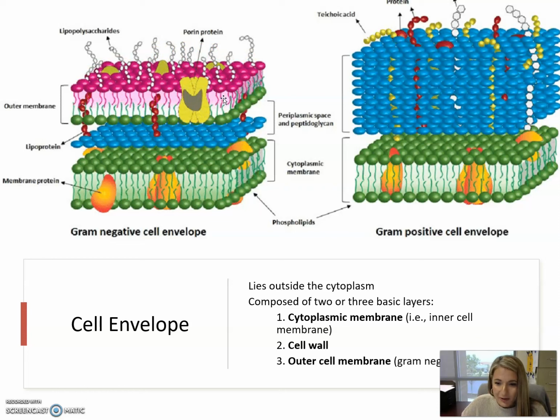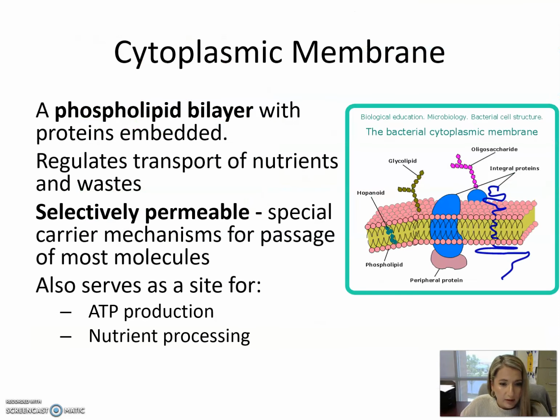So to summarize, gram-positive bacteria have 2 layers in their cell envelope, the cell membrane and the cell wall, whereas gram-negative bacteria have 3 layers in their cell envelope, the cell membrane, the cell wall, and then the outer cell membrane. So we're going to go over the basic structure and function of each one of these layers.